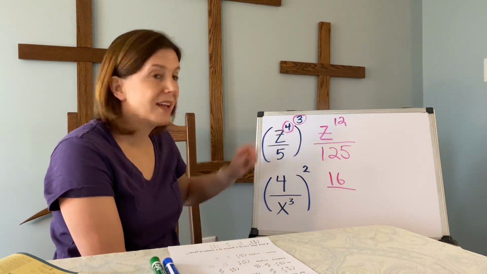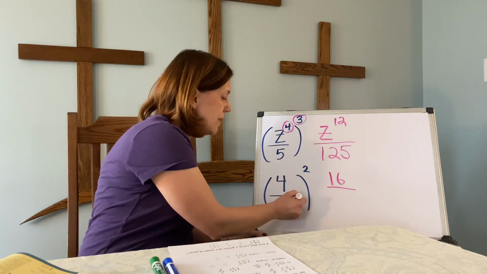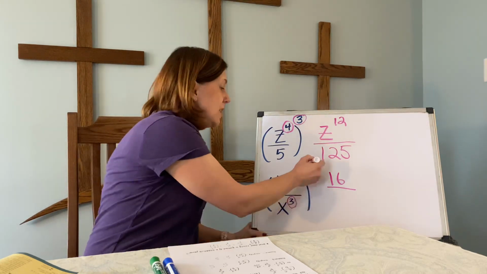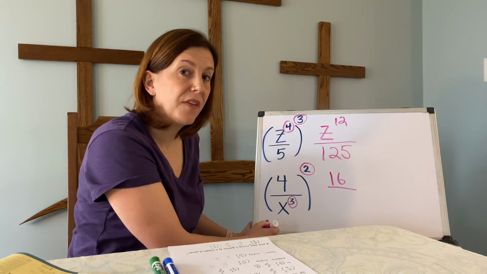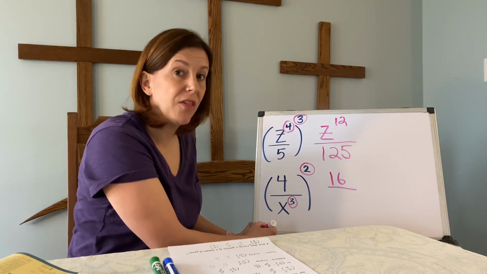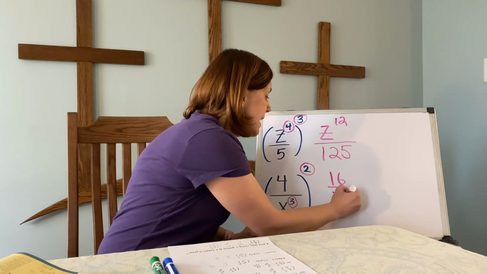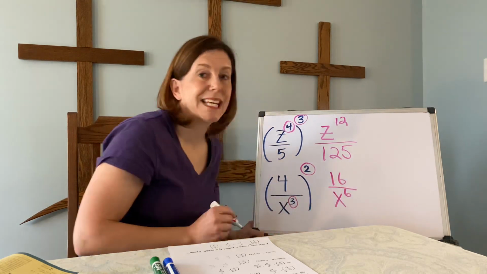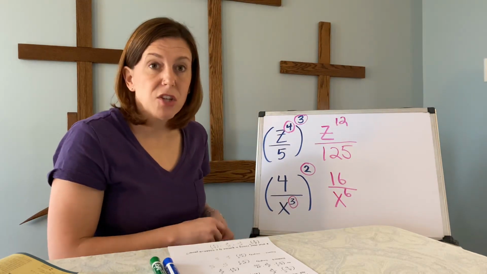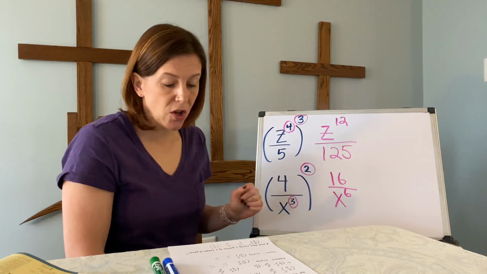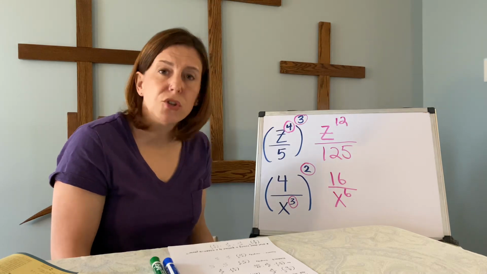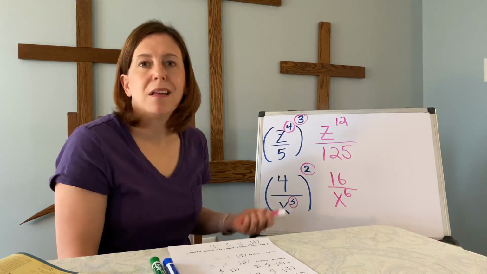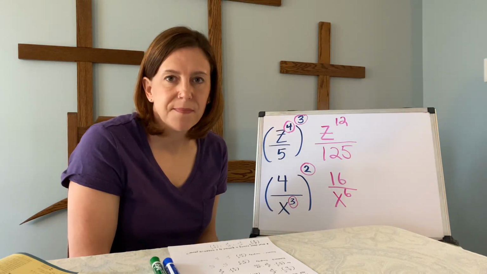And again, just like in our example problem, I already have a power being raised to a power. So I know that the property for that means I'm going to multiply those powers. So I will get x to the 6th in my denominator. So my final answer is 16 over x to the 6th. There's nothing more I can reduce or simplify or clean up. That's my answer as it stands.